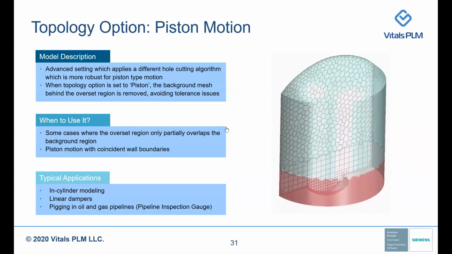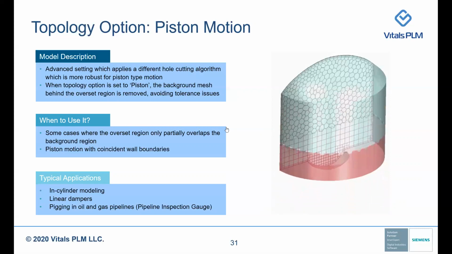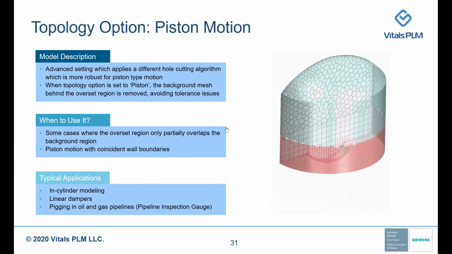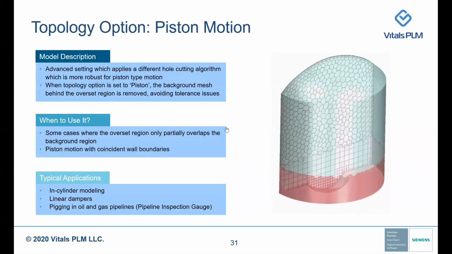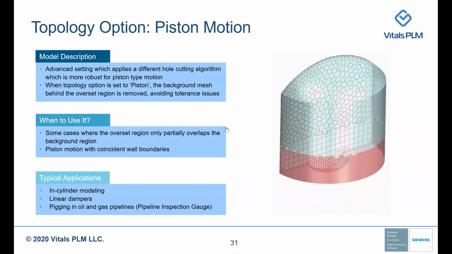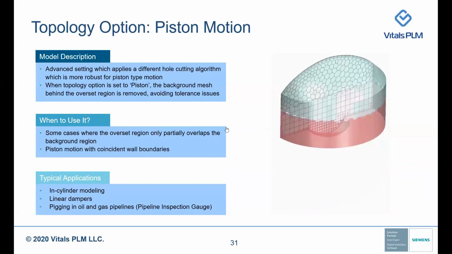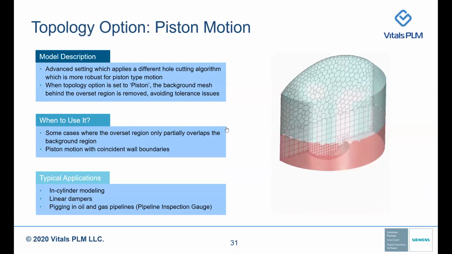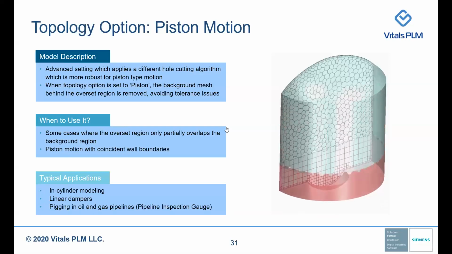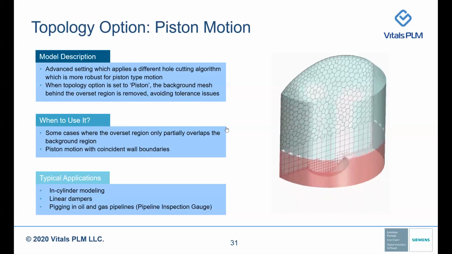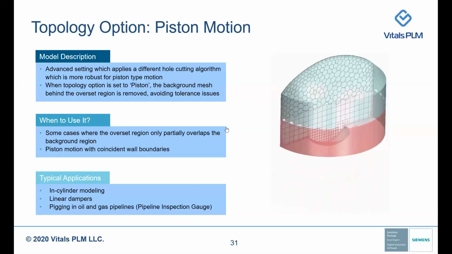Again, a linear damper is much similar to the engine, where you have a damper moving inside a cylindrical domain. Also, in oil and gas applications, pipelines are cleared of dirt by pigging. They move the pig inside the gas pipelines, and the pigging analysis can be modeled by using the piston motion feature implemented in overset mesh.